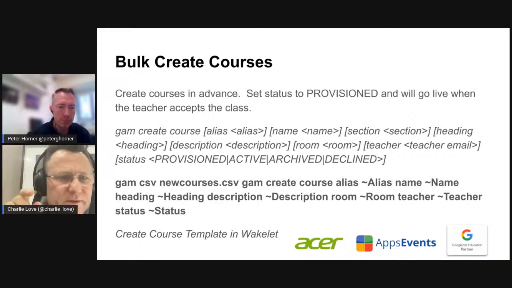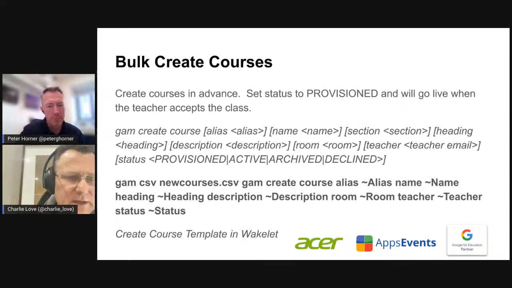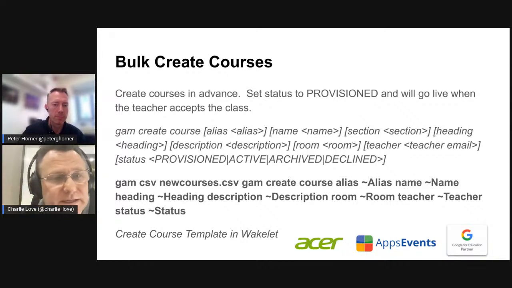So what I've got here is you can use these commands in GAM to create your classrooms, provisioned or active. And I've also given you inside the wakelet a course template with all the information that you can populate in that template to make your CSV file and just download it from Google Sheets and upload it to GAM and then execute that command. So I've tried to make it really easy and straightforward for you to use those commands and take that forward.